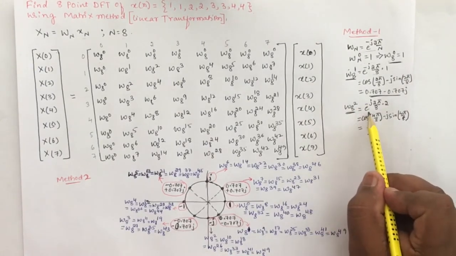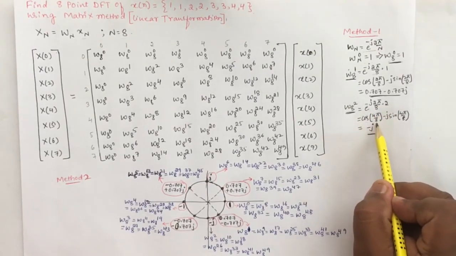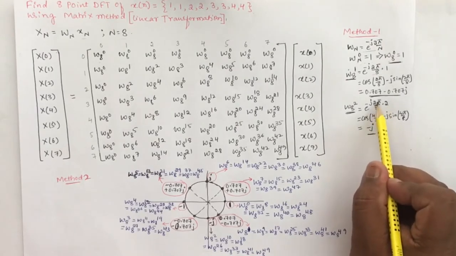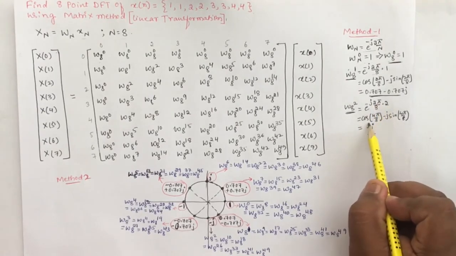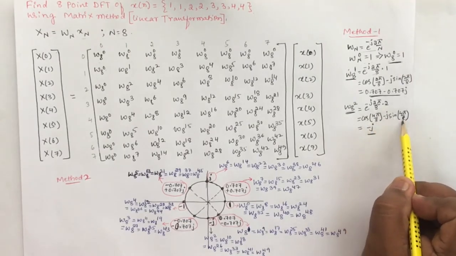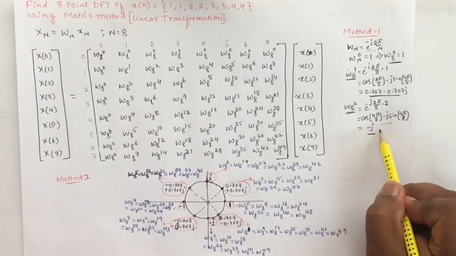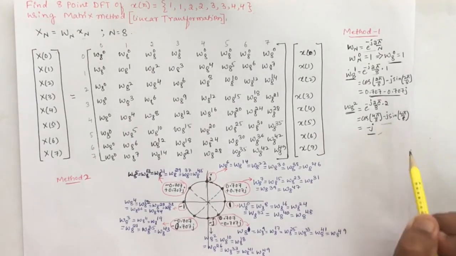That can be written as e to the power of minus j 2 pi by 8 into 2. This we can write as cos 4 pi by 8, because 2 into 2 is 4, 4 pi by 8. That's why we have written it as cos 4 pi by 8 minus j sin 4 pi by 8. If you calculate using the calculator, you will get minus j.